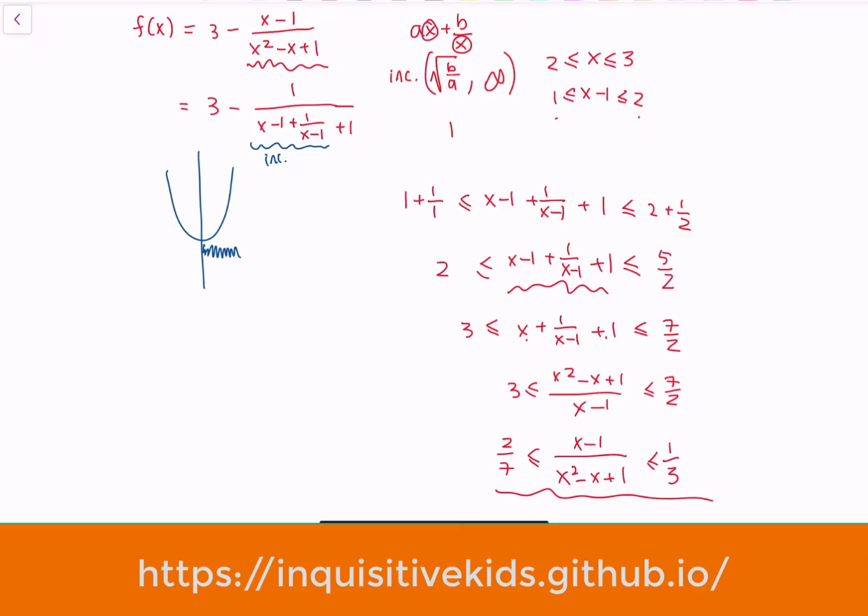So if we had 3 minus 2/7, it would give us 19 over 7. If we had 3 minus 1/3, we would get 8 over 3. And f of x has a value between these two possible outcomes, these two extremes. So our range for f of x would be 8/3 to 19 over 7 inclusive.